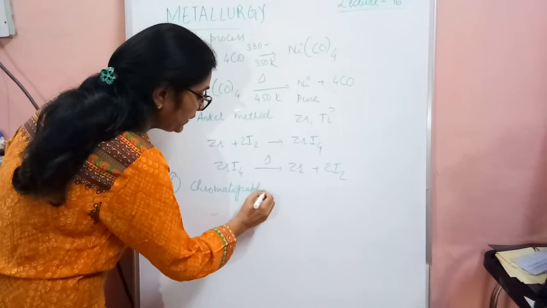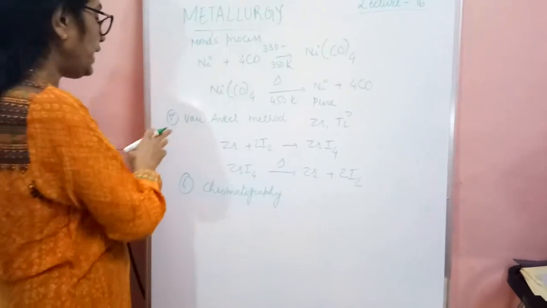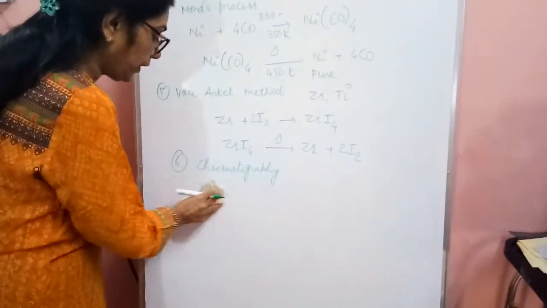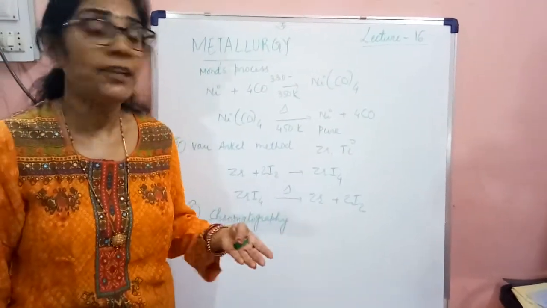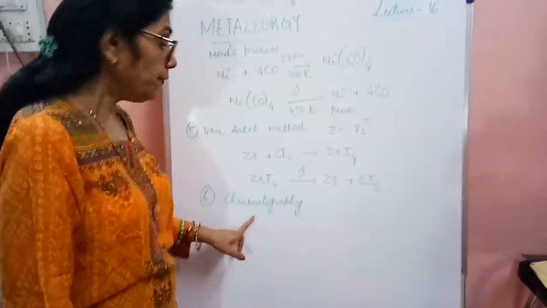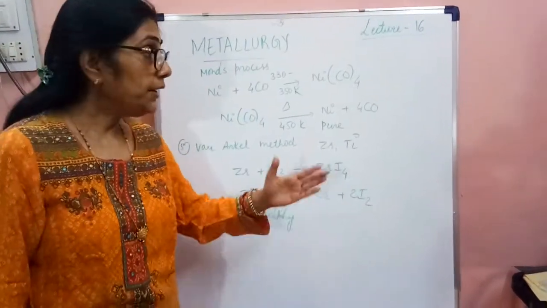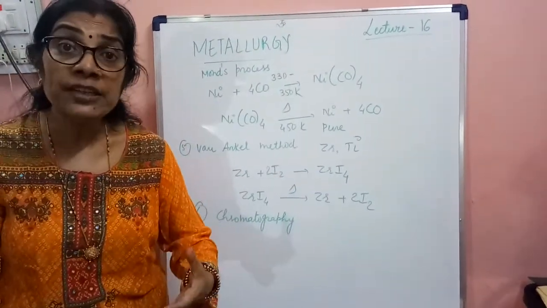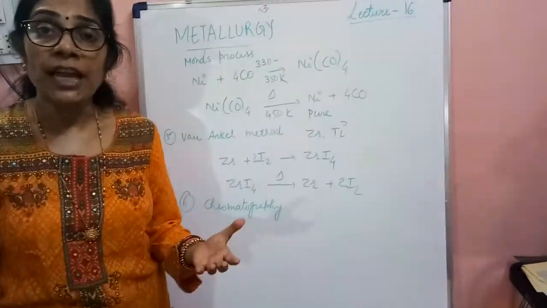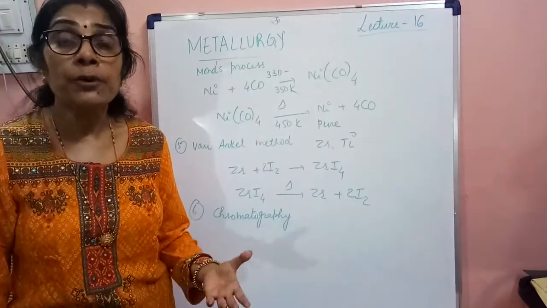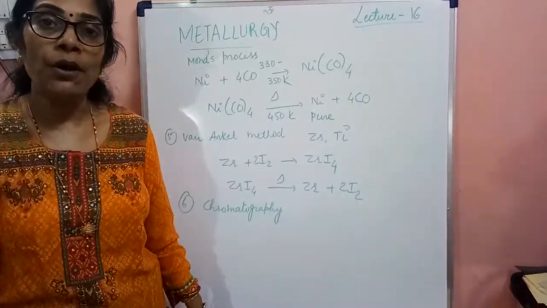So the first was distillation, then liquation, then electrolytic refining, then zone refining, Van Arkel, and chromatography. Chromatography you have studied in your lower classes also, for the separation of dyes, inks, paints, etc. Normally for the colored components we use chromatography, and this is based on the principle of adsorption, that different layers are adsorbed depending upon the eluents and the solvents which are going to be used during the process. And this is of different types like column chromatography, paper chromatography, and so on. So these are the methods for the purification of metals.